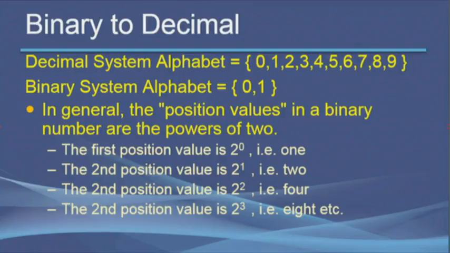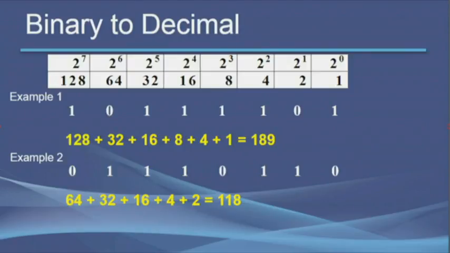As you can see, the first position value is 2 to the power 0, which means the decimal value is 1. The second position is 2 to the power 1, the decimal value is 2. The third position value is 2 to the power 2 and the decimal value is 4. So likewise. Here you can see we have used 8 bits, which is 1 byte, and the 8th bit is 2 to the power 7, which means the decimal value is 128.